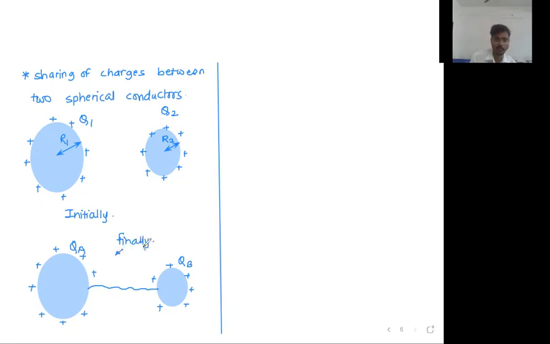Now we have to find the total charge qa and qb. We want to find qa and qb. This means that we have two unknowns, qa and qb, so we have to write down two equations. Very simple. First, what are the facts that we want to apply here?